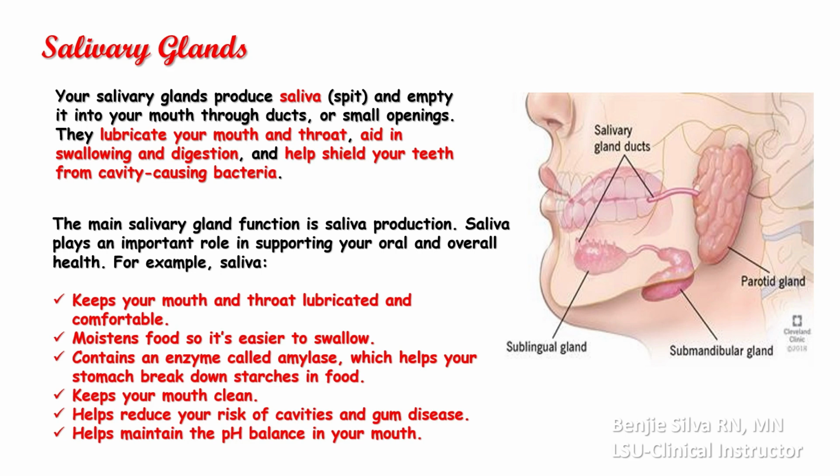For example, saliva keeps your mouth and throat lubricated. Moistens food so it is easier to swallow. Contains an enzyme called amylase, which helps your stomach break down starches in food. Keeps your mouth clean. Helps reduce your risk of cavities and gum disease. Helps maintain the pH balance in your mouth.